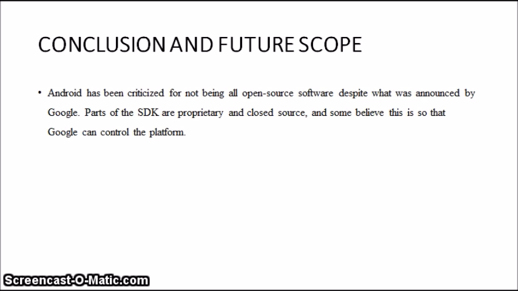And at last, I would like to conclude and give a future scope of the Android application. Android can be criticized for not being all open source software despite what was announced by Google. Parts of the SDK are proprietary and closed source, and some believe this is so that Google can control the platform.